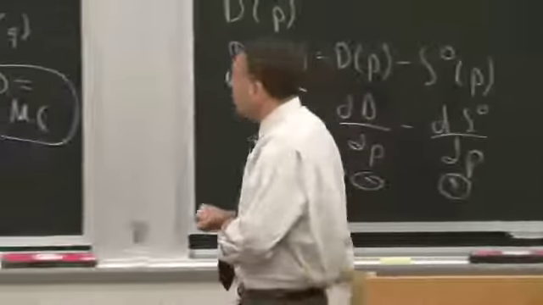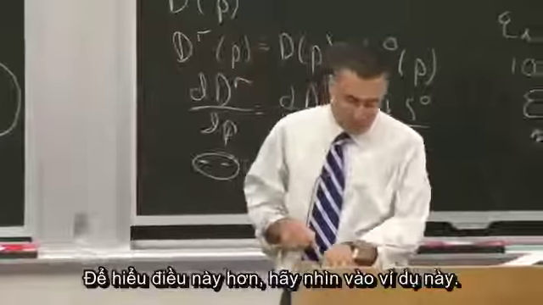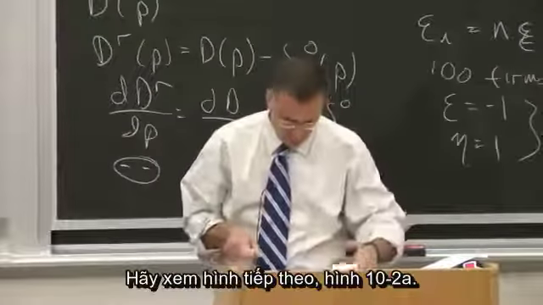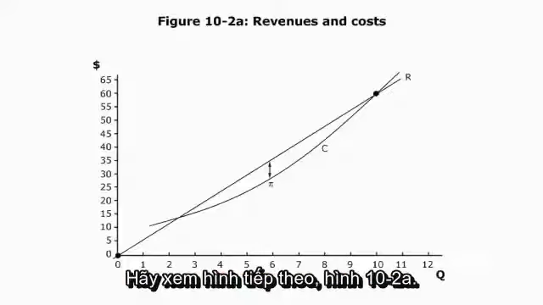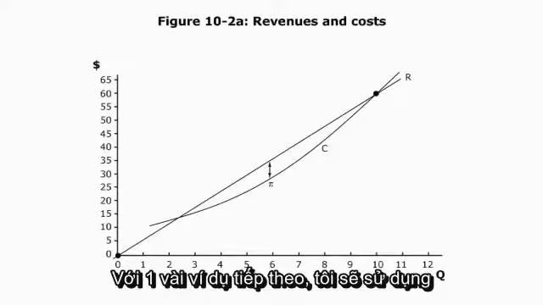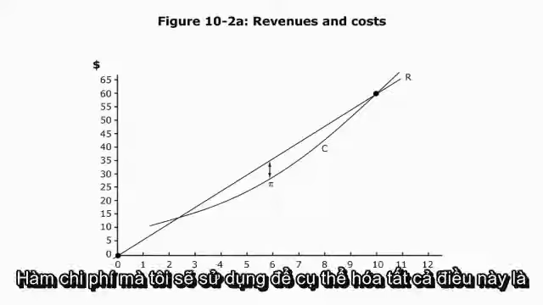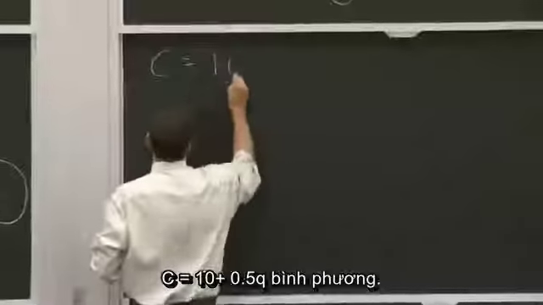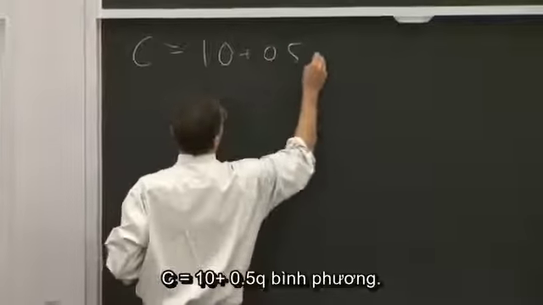Okay? So to see that further, let's look at an example. Let's go to the next figure. Okay, figure 10-2a. Okay? For the next few examples, I'm going to use a particular cost function. The cost function I'm going to use to make this all concrete is C equals 10 plus 0.5 q squared.